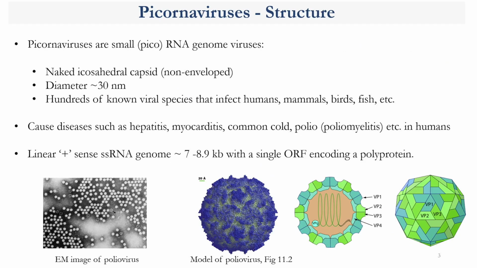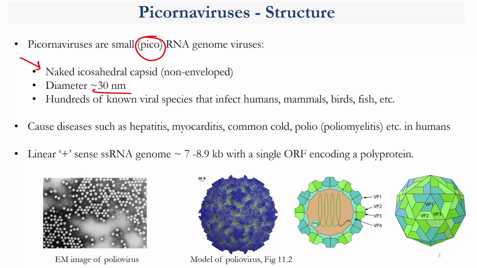All right, so we'll start with picornaviruses, and these are very small RNA viruses. That's why they're called pico or picornaviruses, and these are non-enveloped viruses. What that means is it's a naked icosahedral capsid. So that means the capsid itself is how the virus works. It does not have an envelope. Very small diameter, roughly about 30 nanometers, could be slightly more or less. But there are hundreds of these viral species that infect humans, mammals, birds, etc.